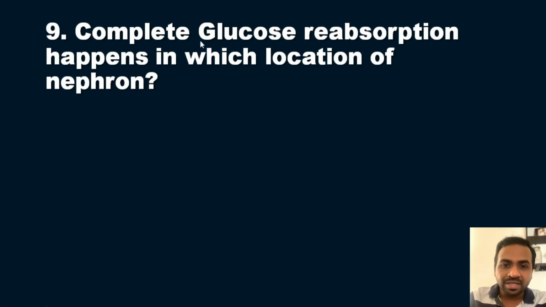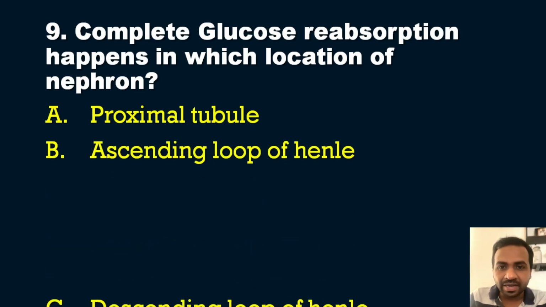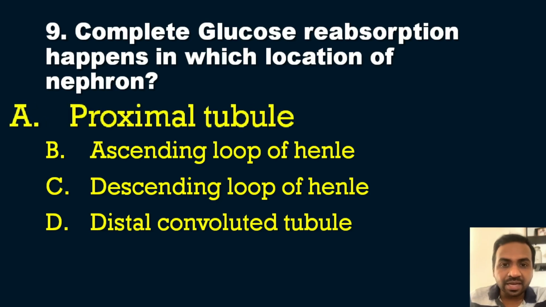Now we will move on to the 9th question in our series, and the question is: complete glucose reabsorption happens in which location of the nephron? This is from nephrology. The options are: first option is proximal tubule, second option is ascending loop of Henle, third option is descending loop of Henle, and the final option is distal convoluted tubule. So where does complete 100% glucose reabsorption happen? That's the question. The answer for this question is option A, that is proximal tubule.